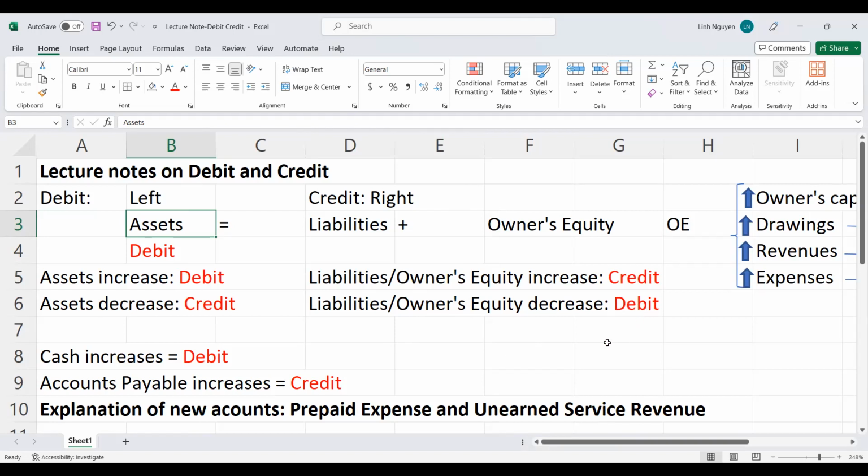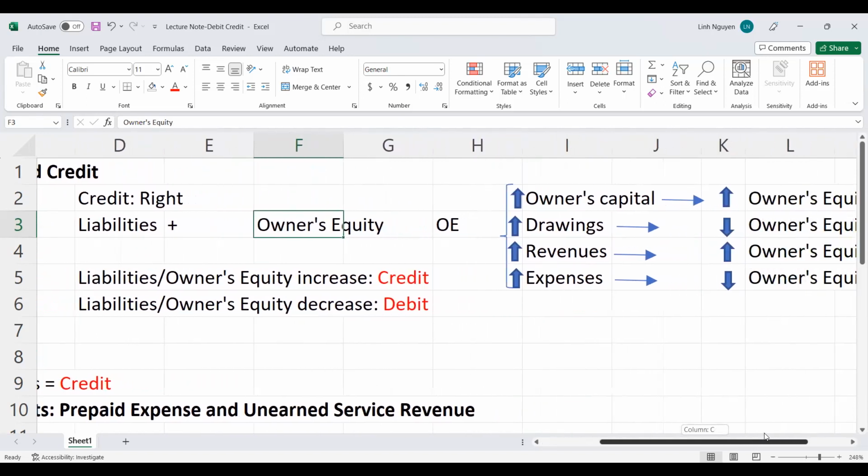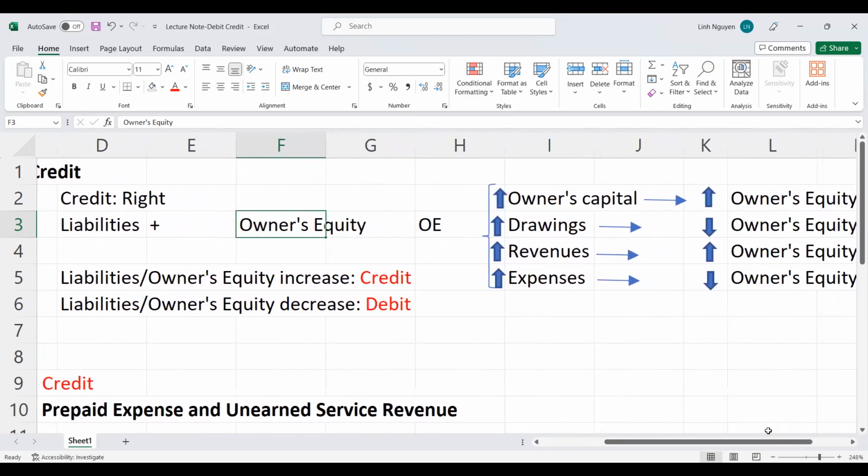Okay, now let's look at owner's equity. Last time we learned that owner's equity is influenced by 4 factors: owner's capital, owner drawing, revenues, and expenses. Owner's capital is about the investment of the owners into the business. We call it owner's capital, the additional investment of the owner into the business.